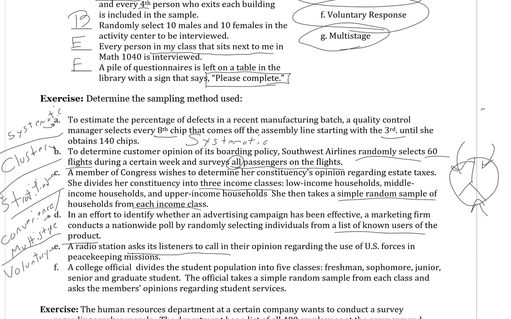So voluntary response for E. And then lastly, a college official divides the student population into 5 classes. So this is so far like the 3 income classes. The official takes a simple random sample from each class and asks members' opinions regarding the student services. So this is, yet again, stratified.